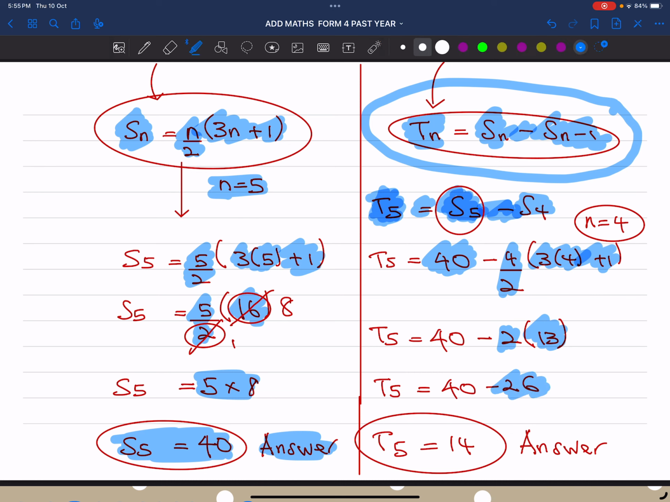And therefore our T5, which was 40 minus 26, is 14, which is our answer.